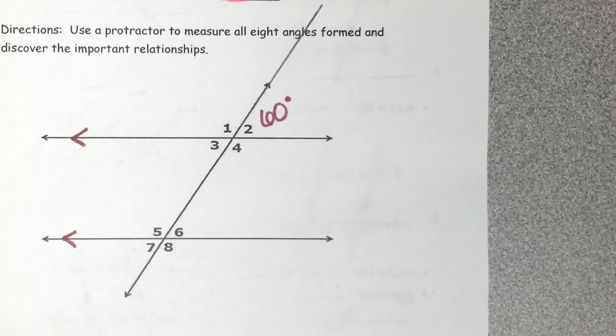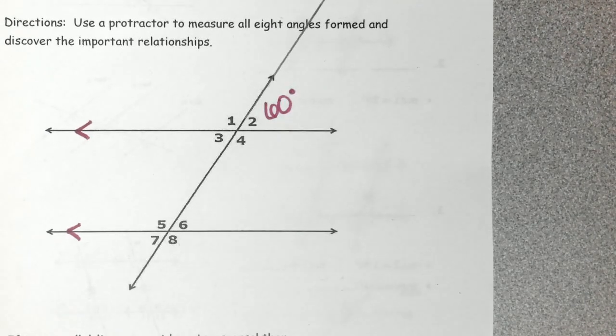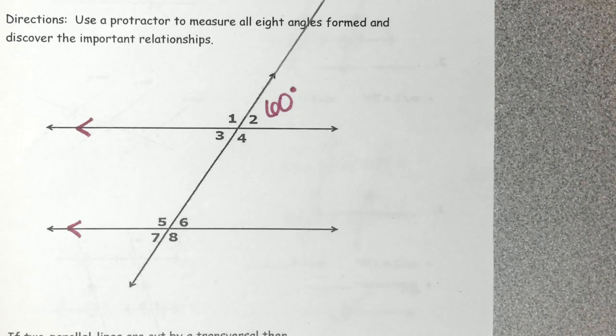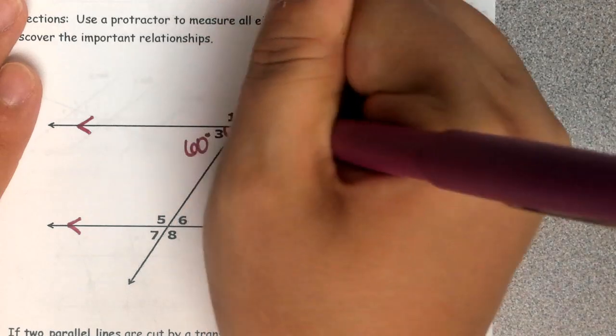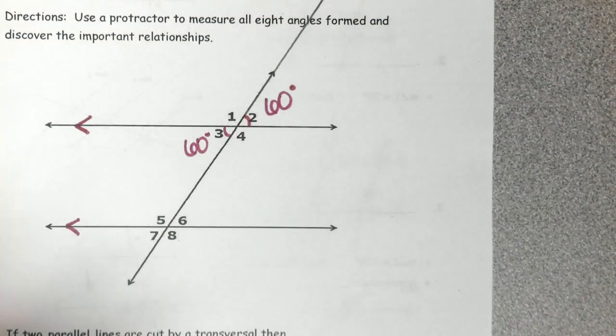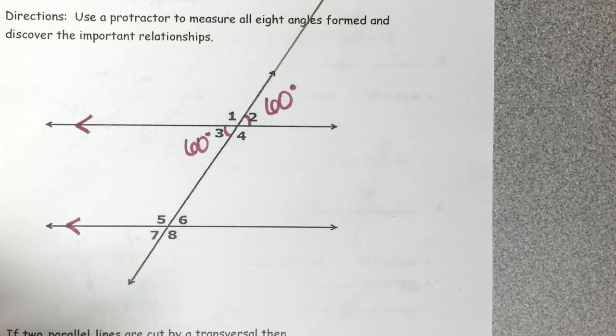If angle 2 is 60 degrees, what else do I automatically know? Why is 3 also 60 degrees? These are vertical angles. Put arches next to them. Remember, they're vertical. I know they're going to be the same. Do we know anything else? 6 and 7 are also 60. Why 6 and 7? Because they're linear. Okay. So, if these lines were not parallel, we could not assume that.